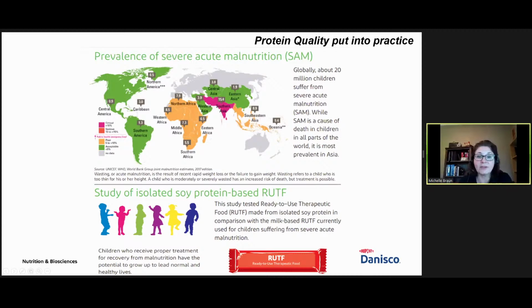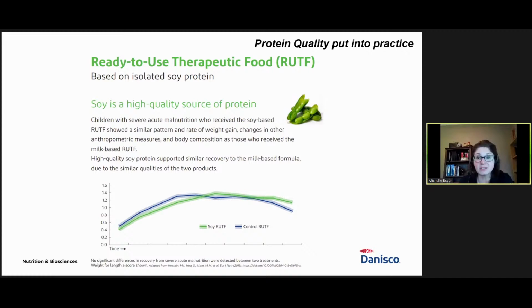But what's important is not just to be able to make it, but does it support recovery? The researchers found that the soy-based ready-to-use therapeutic food was equally acceptable as the milk-based RUTF, or ready-to-use therapeutic food. Plus, the children who received it showed similar rate of weight gain and other positive changes in anthropometric measures and body composition as those receiving the milk-based ready-to-use therapeutic food. So this study demonstrated that the RUTF made with high-quality soy protein can be an effective treatment for children with severe acute malnutrition. So this is really the manifestation of protein quality.